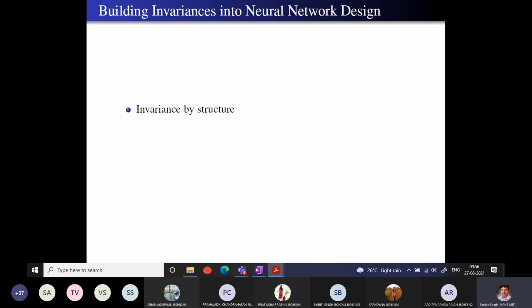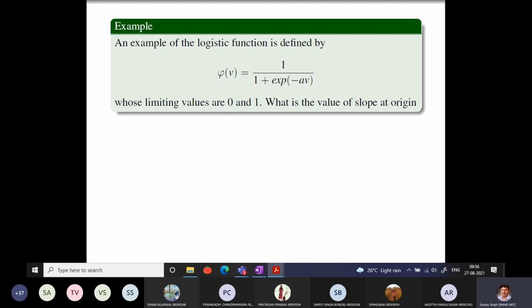Now, I'll give you another 2 minutes, and I'll just wind this up. So how do I build invariances into a neural network? There is invariance by structure, which is also possible, and invariance by training also. And finally, the invariant feature space also. So this is how it can be done, these 2 things. Just read a little about all this invariance incorporation. It's more theoretical in nature, just read it.